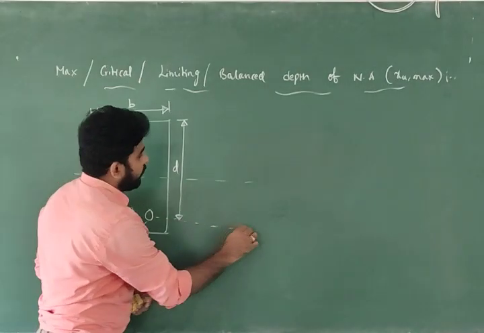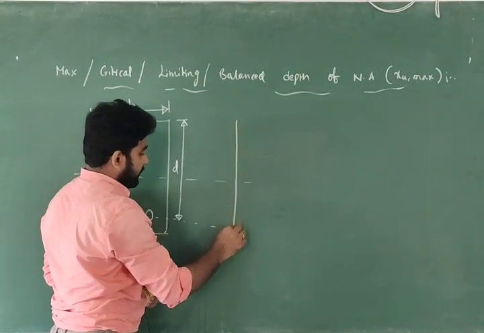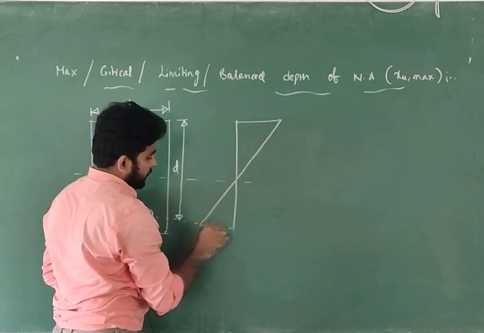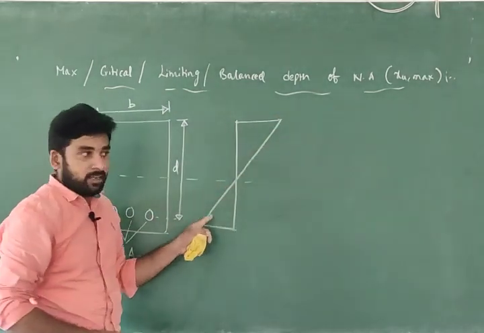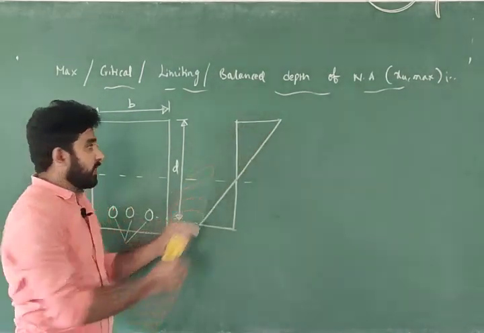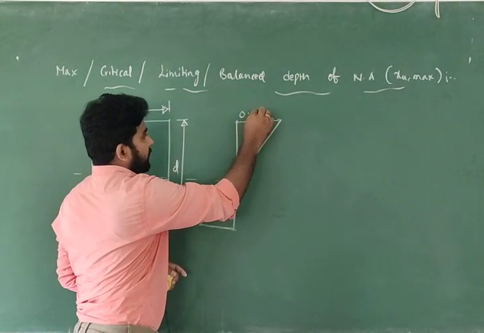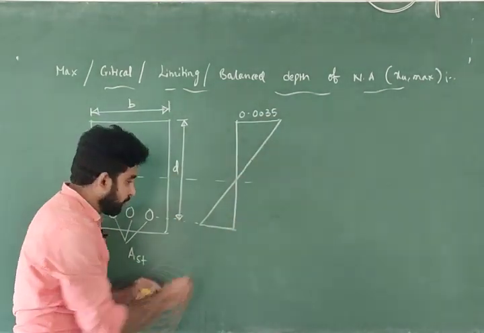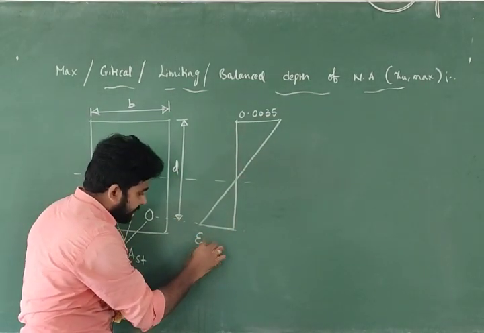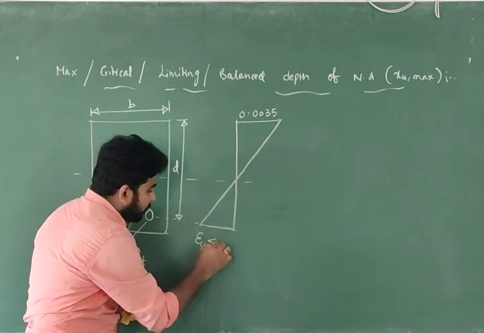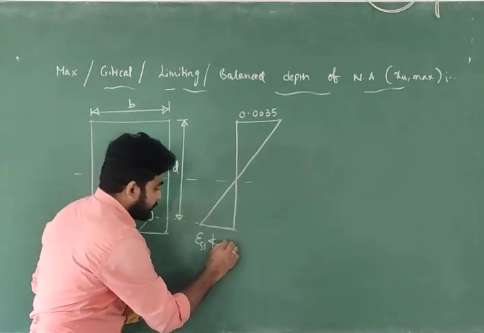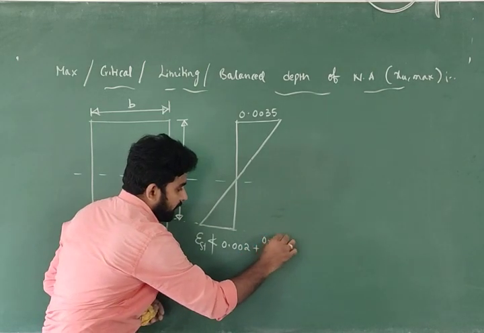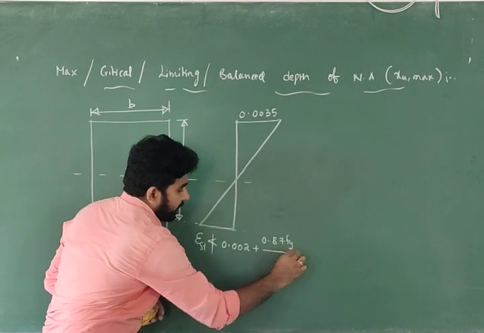And we know from the previous class there is a strain distribution having a linear shape, with the ultimate compressive strain 0.0035, and in the tension zone the tensile strain should not be less than 0.002 plus 0.87 Fy divided by Es.